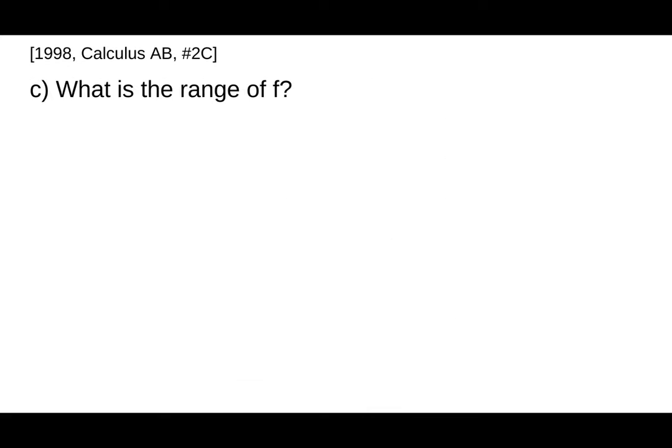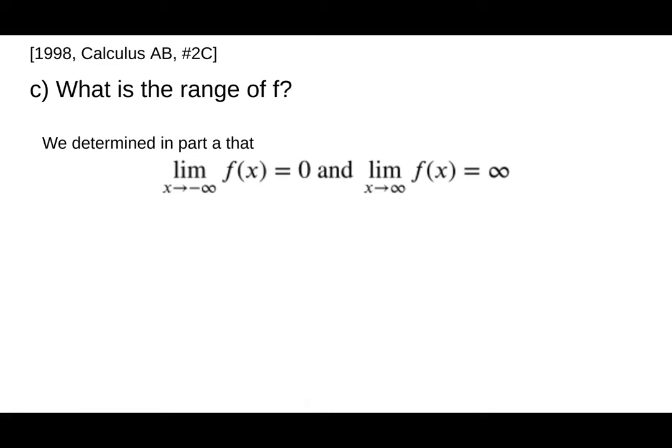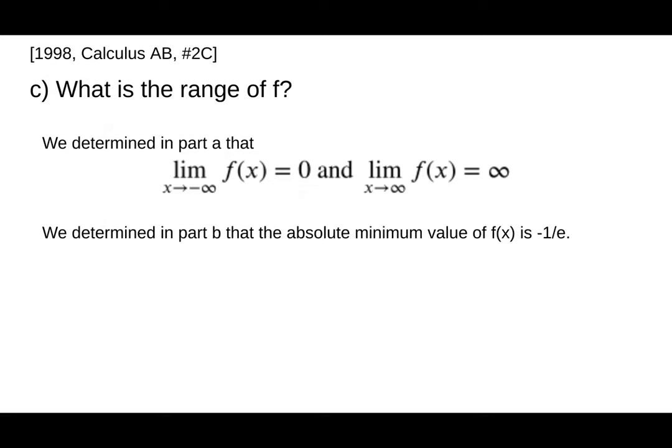What is the range of f? Well, we just determined in part A that the limit as x approaches negative infinity of f of x is 0, and the limit as x approaches positive infinity of f of x is positive infinity. And we determined in part B that the absolute minimum value of this function is negative 1 over e. We also know, based on how this function is defined, that it's continuous and differentiable. So we're not skipping anything. There's no discontinuities that we have to account for. So our range here actually is y is greater than or equal to negative 1 over e.